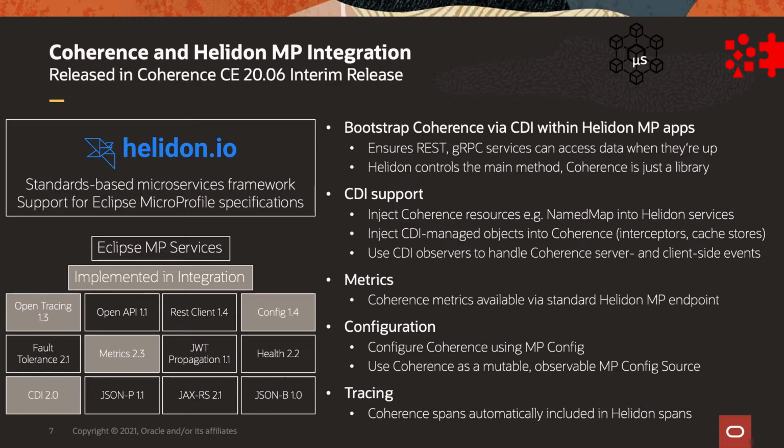We integrated our metrics with Helidon so that all of our JMX metrics are available as a standard Helidon MicroProfile metrics endpoint. We implemented the configuration service so that Coherence can be configured using MicroProfile configuration, or Coherence can be used as a MicroProfile configuration source. And finally, we integrated our distributed tracing with Helidon MicroProfile so that our spans can automatically be included in larger duration Helidon spans. So that's a little bit about the Coherence and Helidon integration.